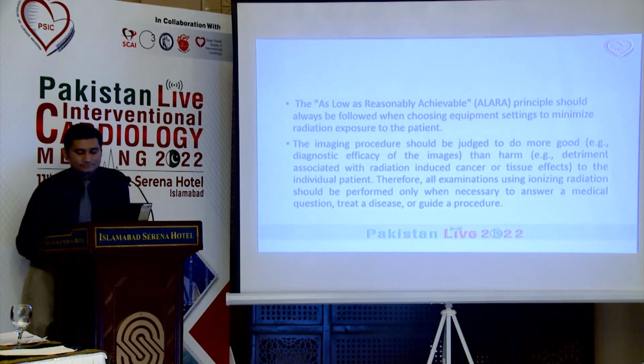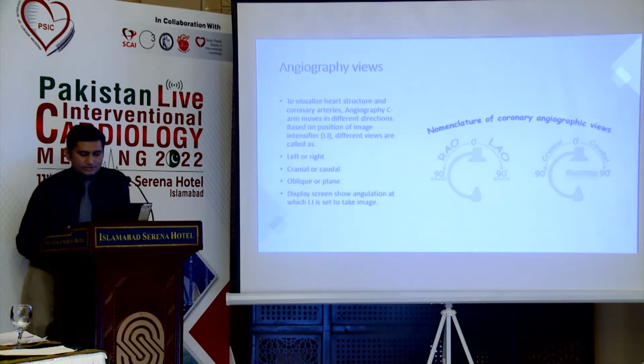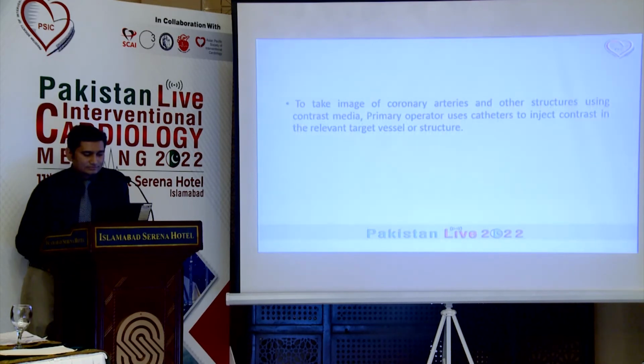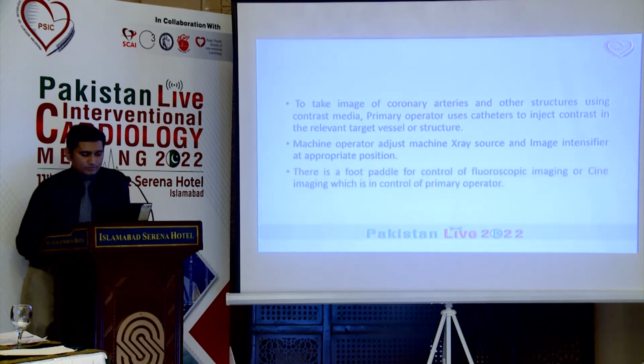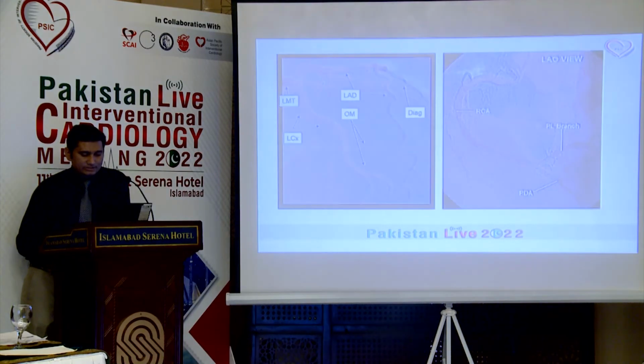So these are different angiographic views, left or right, cranial or caudal, oblique or plane, and the display screen shows the angulation at which the image intensifier is set to take the image. To take the image of the coronary arteries and other structures using contrast media, the primary operator uses catheters to inject the contrast in the relevant target vessel. The machine operator adjusts the machine X-ray source and image intensifier at the appropriate position. There is a foot pedal to control the fluoroscopy and cine, and the image is displayed on the screen.